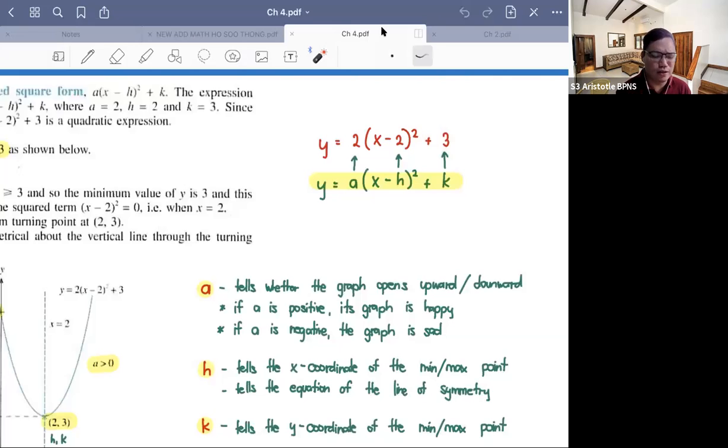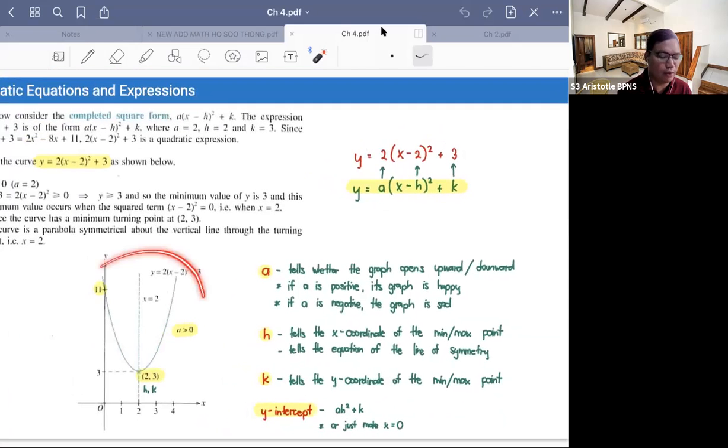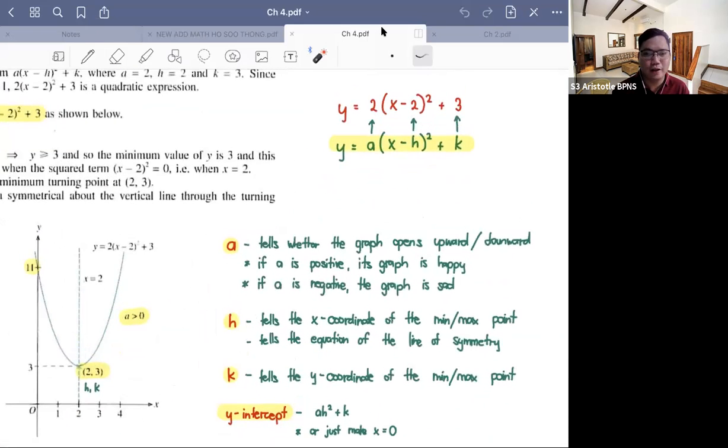Okay, now what's the use of this a, h, and k? What's the use of those in graphing this quadratic equation? Okay, so this is where my notes comes in. Okay, so the a, actually your main concern with a is just you need to know if it's positive or negative. Only that, class. Because if it's positive, the graph is happy. Just like this one. 2 is positive, therefore, your graph is like this. It's a happy graph. Right? Now, if this turns out to be negative 2, it will go upside down.